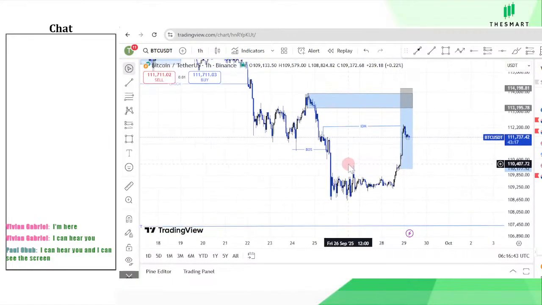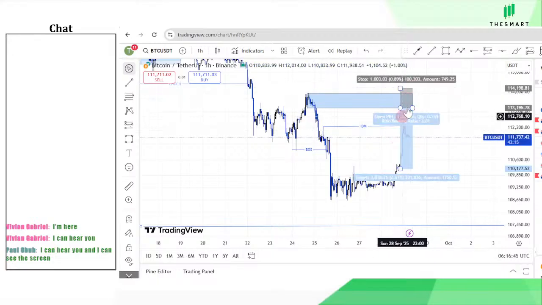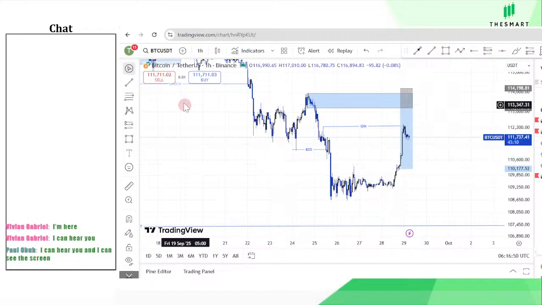That is it. So this is the first trade we're looking at for this week here on BTC. Let's head over to USD JPY.